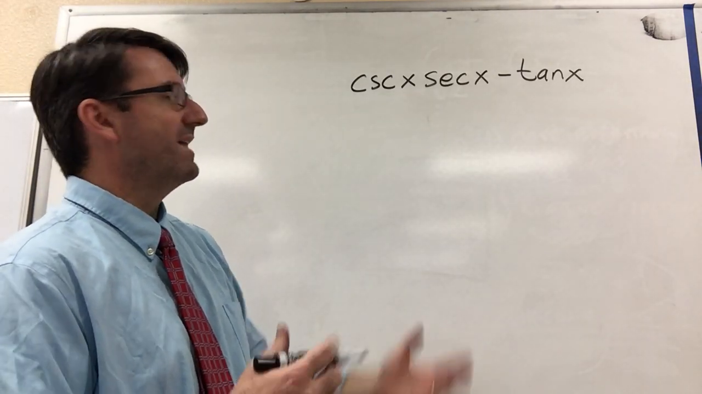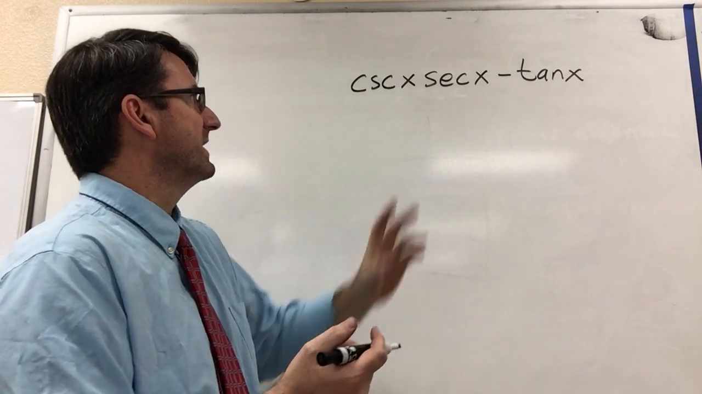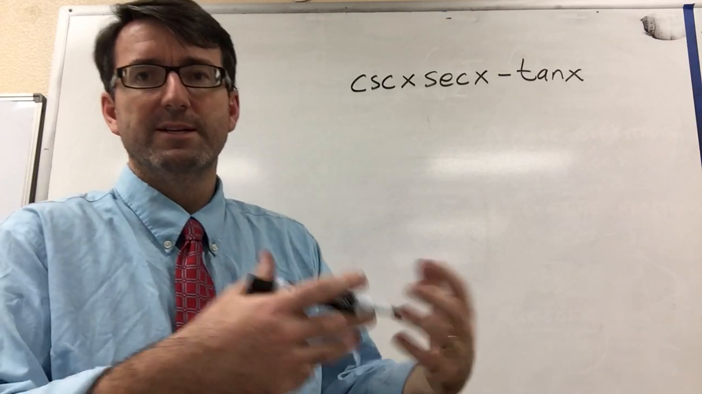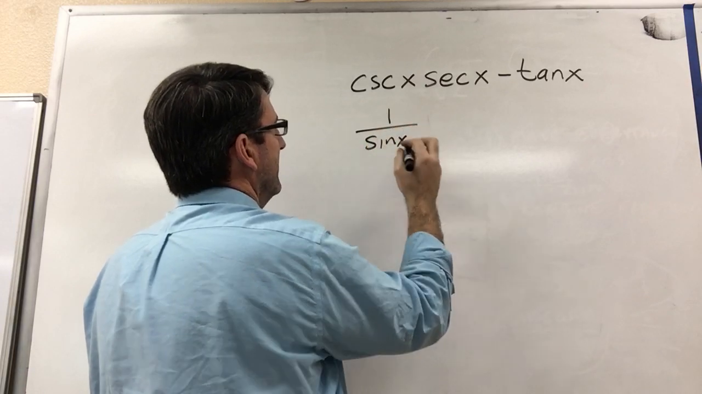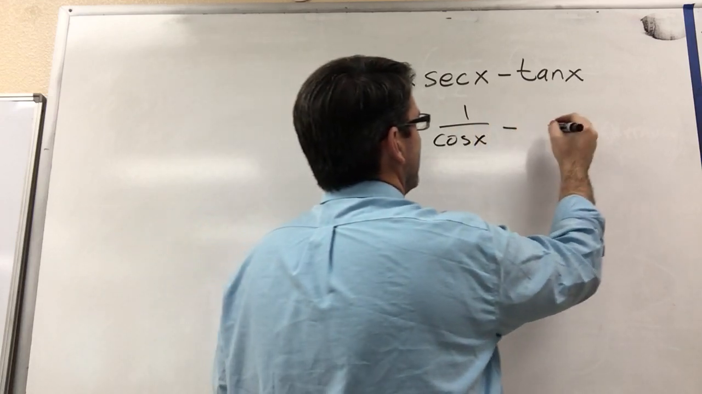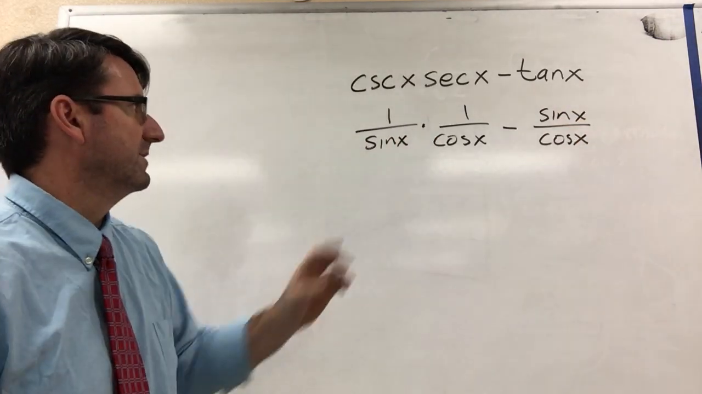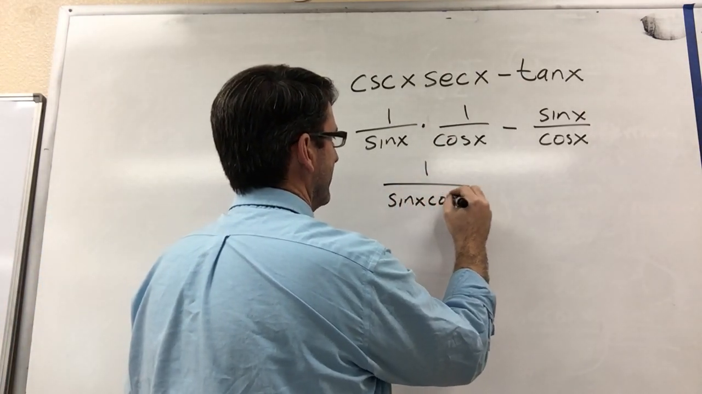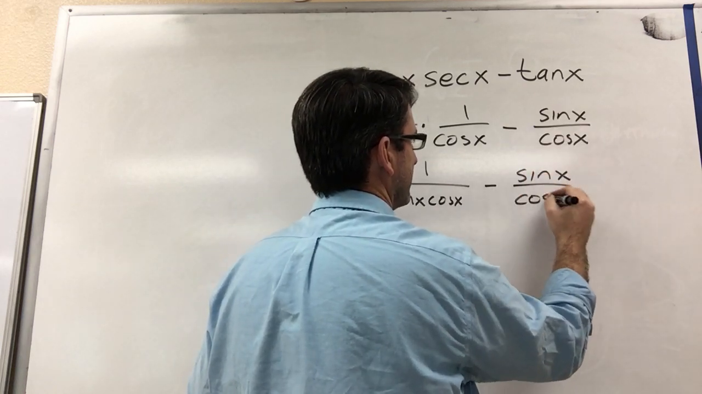So without those things that are just going to jump out at us right away, let's go to one of our strategies, which was to turn everything into sine and cosine. So cosecant is 1 over sine, and secant is 1 over cosine, and tangent is sine over cosine. So let's finish up this multiplication here. That's 1 over sine x cosine x, and then minus sine x over cosine x.